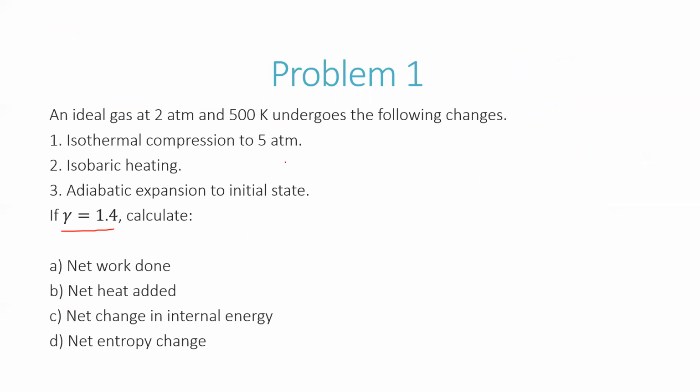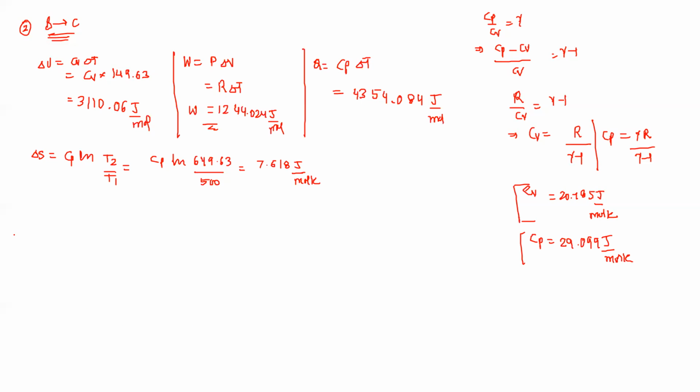Now we move to the next step, that is adiabatic expansion. Adiabatic expansion is from C to A. So for an adiabatic process, we have delta S and Q as 0, right? Delta U is the same, Cv delta T. So this time, the final temperature, that is TA, is 500 and TC is 649.63. So we'll get minus 149.63 Cv, which is equal to minus 3110.06.